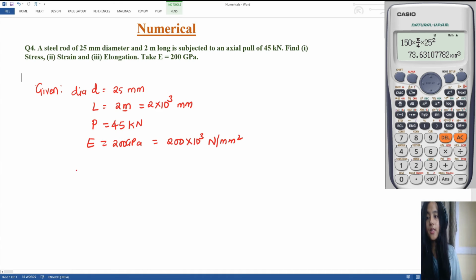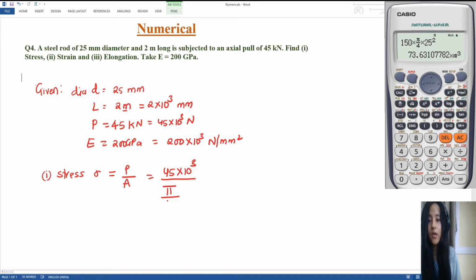Now let us first find stress. Number 1, stress. Stress is sigma equals force by area. Now the force given is 45 kilonewton. Now we have to convert this into Newton, 45 into 10 raised to power 3 Newton, right? And for area, diameter is given, so from the diameter we can find area. Area is pi by 4 d square, and d given is 25, squared.